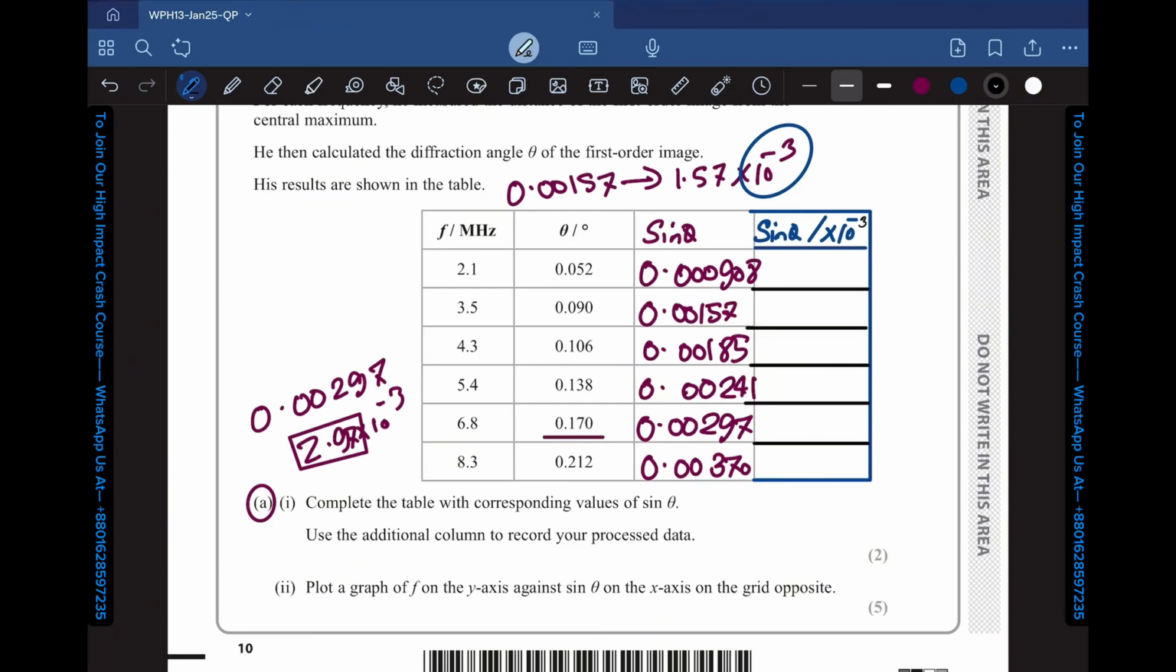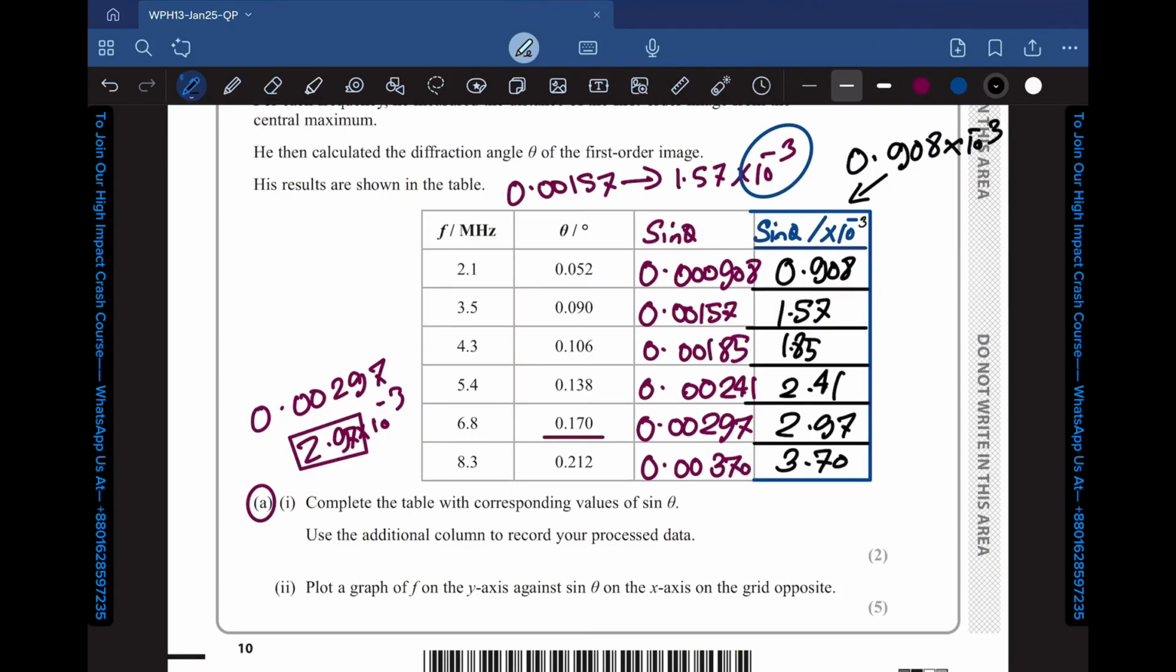Now this 0.000908 can also be written as 0.908 into 10 to the power minus 3, right? It can also be written like this. We can write 0.908, because with all of the values 10 to the power minus 3 will be multiplied. And it can also be written as 1.57 into 10 to the power minus 3. It can be written as 1.85. It can be written as 2.41. It can be written as 2.97, and it can be written as 3.70.